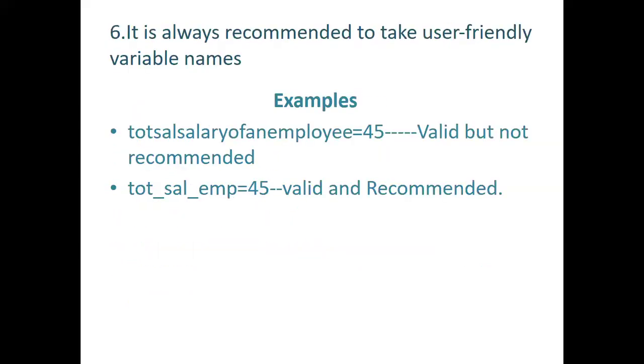Now, let's go ahead. It is always recommended to take a user-friendly variable name. Total salary of an employee is equal to 45. Valid, but not recommended. So we can write total underscore sal underscore employee. That is valid also and recommended.